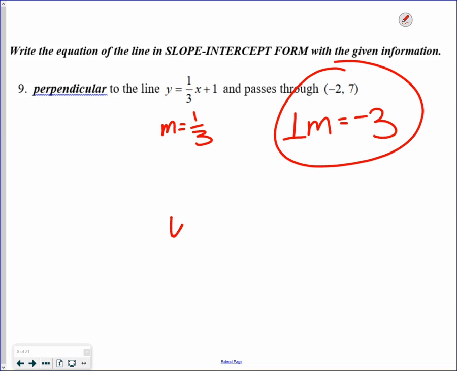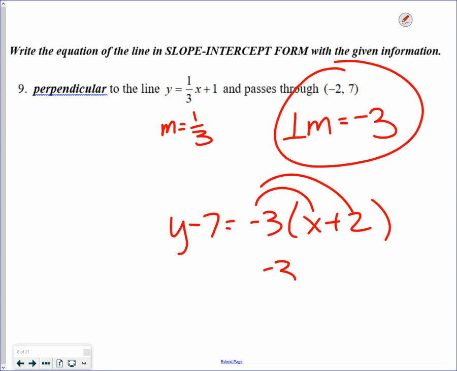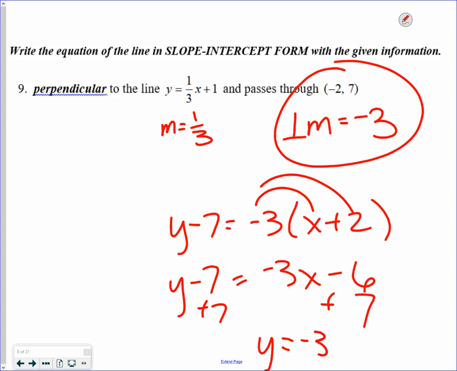Using those two pieces of information now, y minus 7, so y minus the y of the point, slope, x minus the x of the point, distribute, and add. So the answer to this question is negative 3x plus 1.